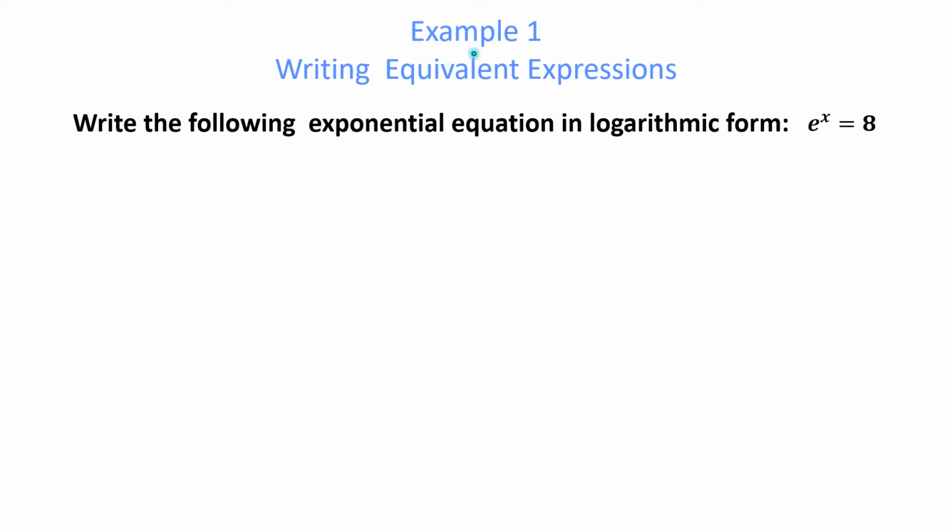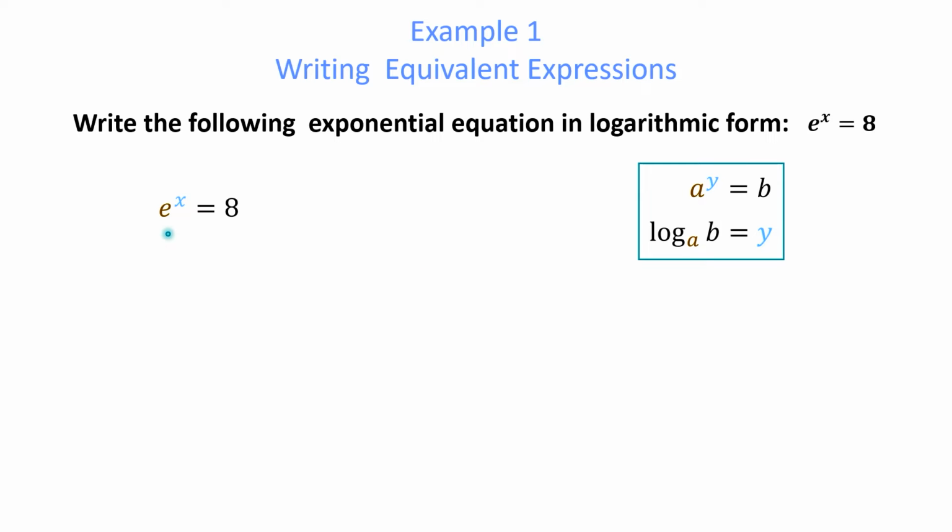For example 1, we want to write the following exponential equation in logarithmic form. So we have e to the power of x equals 8. This is our exponential equation, and we want to write it in logarithmic form. Now, before we do that, let's just recall this exponential equation here. So we have the base a and the exponent y, and we would rewrite this in logarithmic form like so. So we have the base a, which is written over here, and the exponent y, which is written over here on the right hand side.